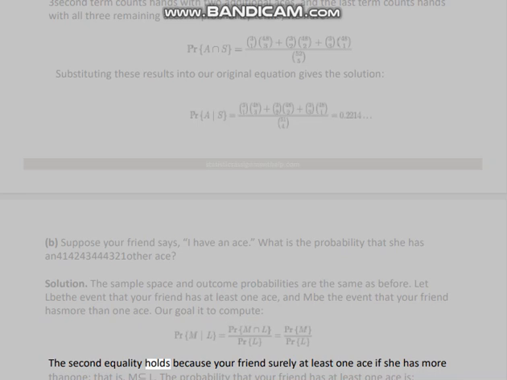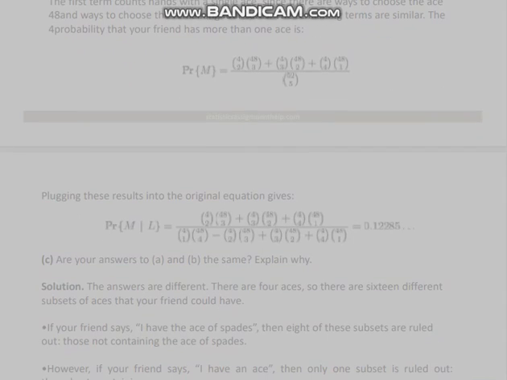The second equality holds because your friend surely has at least one ace if she has more than one, that is, M is contained in B. The probability that your friend has at least one ace is a sum of terms. The first term counts hands with a single ace, since there are 4 ways to choose the ace and C(48,4) ways to choose the remaining 4 cards. The remaining terms are similar. The probability that your friend has more than one ace is computed likewise. Plugging these results into the original equation gives the answer.